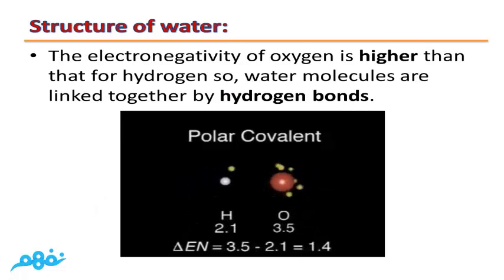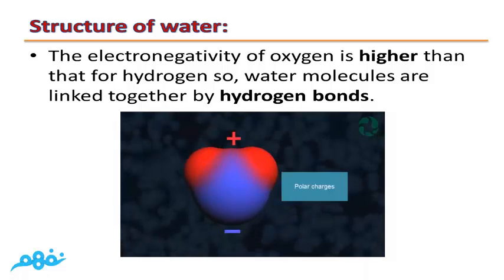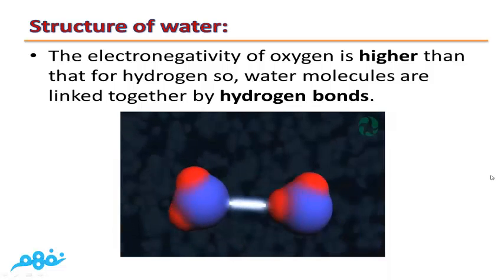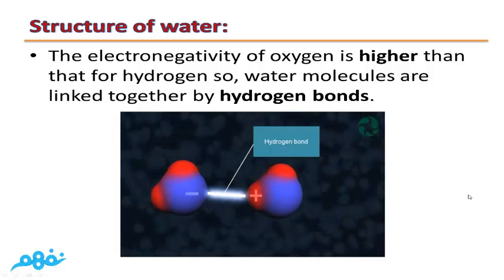The electronegativity of oxygen is higher than that for hydrogen, as you can see from this video. This electron is kept for a longer time around oxygen than the time taken around hydrogen. So water molecules are linked together by hydrogen bonds. As you can see, this is a water molecule. Oxygen, which is represented by this blue sphere, is negatively charged, which is attracted to the hydrogen, which has a positive charge, by a hydrogen bond.